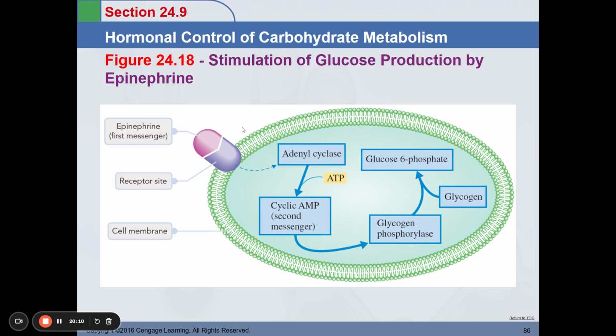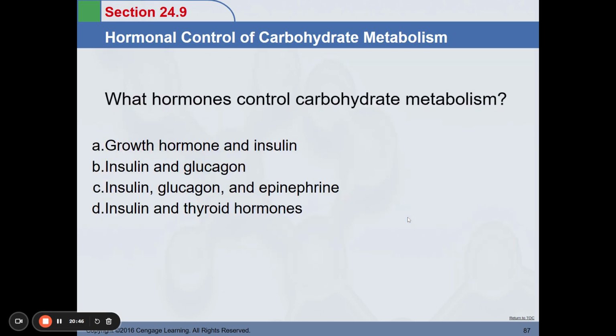We have the epinephrine, the first messenger or neurotransmitter hormone, attached to its receptor site. It will take effect with adenyl cyclase, and with the use of ATP, or energy, it will produce cyclic AMP, which is a second messenger. This is mostly the same pathway as with other neurotransmitters, if you can remember. So this cyclic AMP, our second messenger, will affect glycogen phosphorylase and will then help break down the glycogen to produce glucose 6-phosphate. So this is happening inside your cell.